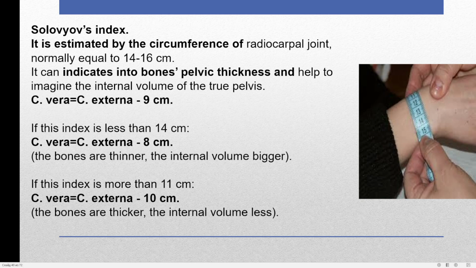But how can we know the length of the true conjugate? For measurement of the true conjugate, an additional parameter is the Solovyov index, because we can calculate the true conjugate if we subtract some centimeters from the external conjugate. But what is the Solovyov index? It is estimated by the circumference of the radiocarpal joint, and normally the length is from 14 to 16 centimeters.